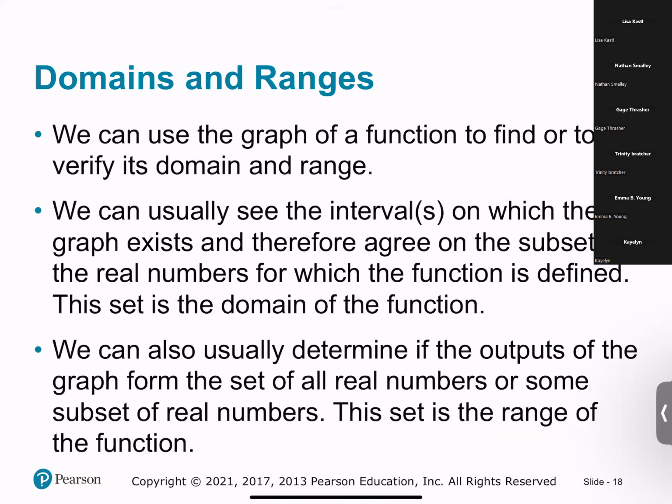We can use a graph of a function to find or verify its domain and range. We can usually see the intervals over which the graph exists and therefore agree on the subset of the real numbers for which the function is defined. And that set is the domain of the function. We can also usually determine the outputs of a graph by looking at it, and that subset of real numbers would be the range. So looking at where your graph goes in the horizontal direction from the smallest value to the largest value would give us the domain, and looking at a graph in the vertical direction where we go from the smallest value to the largest value would give us the range.